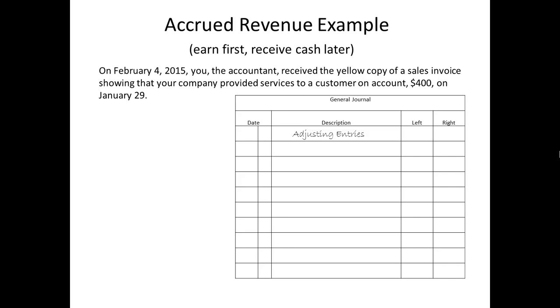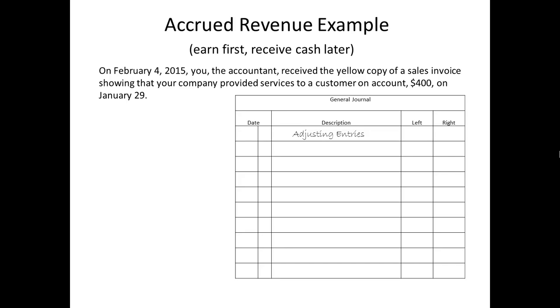If you had received the sales invoice in January, we would record it as a regular transaction. But because you are receiving the sales invoice in February for services provided or revenues earned in January, we will need to make an adjusting entry, using the exact same accounts as we would have used in the regular entry. This is another of those situations where timing causes us to need to make an adjusting entry.